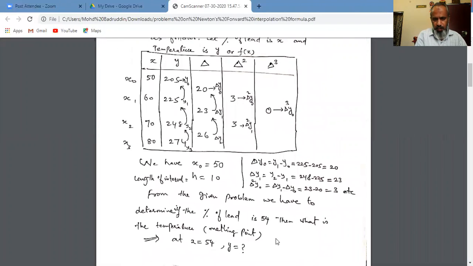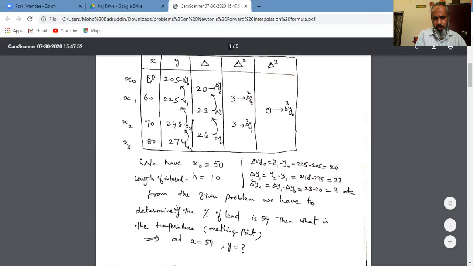Now what is x naught here? X naught is the first value of the x, that is 50, and the second value is 60, third value is 70, 80. So the length of the interval is 10. We are denoting the length of the interval as h. h is equal to 10 and x naught value is 50.